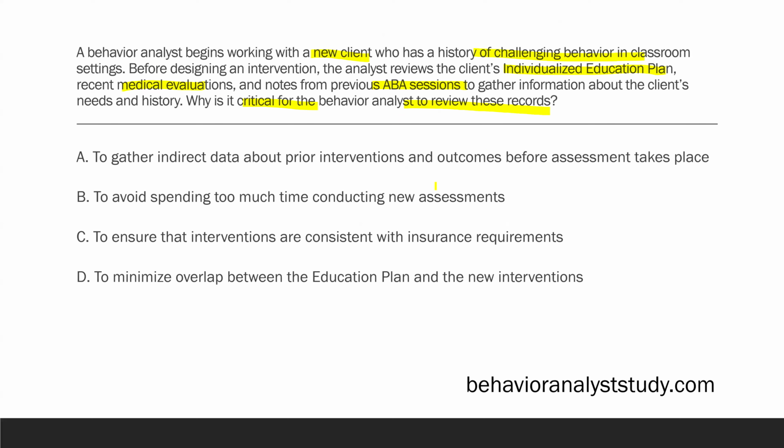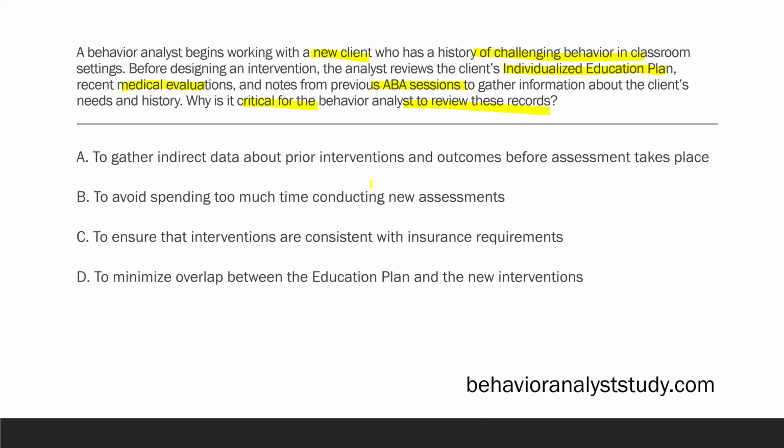A, to gather indirect data about prior interventions and outcomes before assessment takes place. A sounds good, right? It is indirect data because we're not directly observing anything. We are gathering information about interventions and outcomes before our assessment. Does this mean we're going to copy word for word what a prior ABA practitioner did? Of course not, right? But it's going to give us an idea, maybe, of what worked and what didn't work and what was being done before.